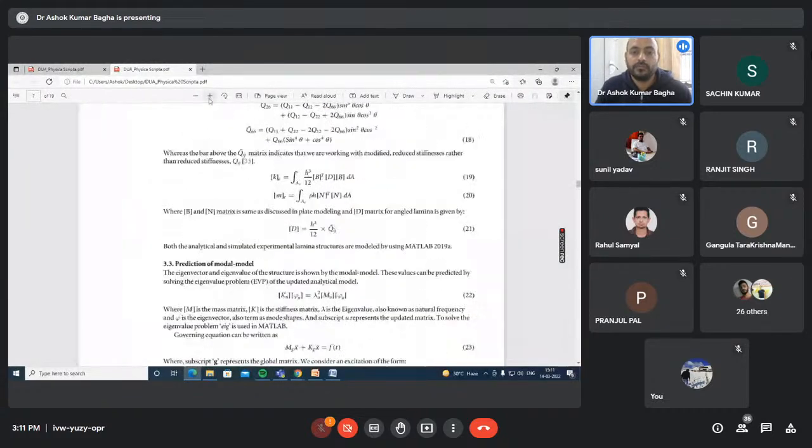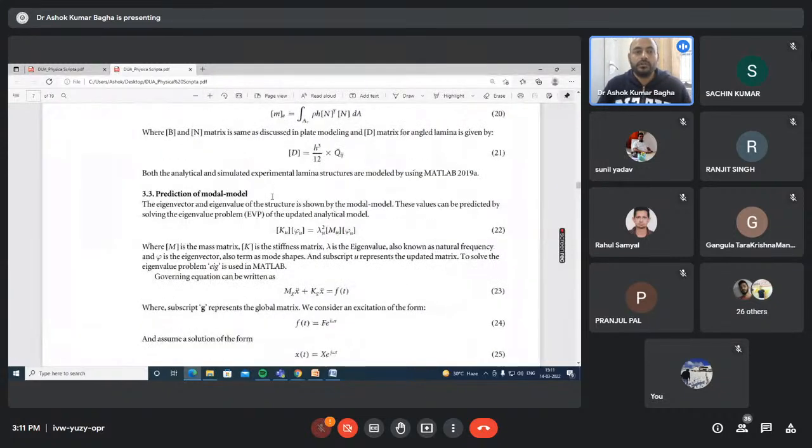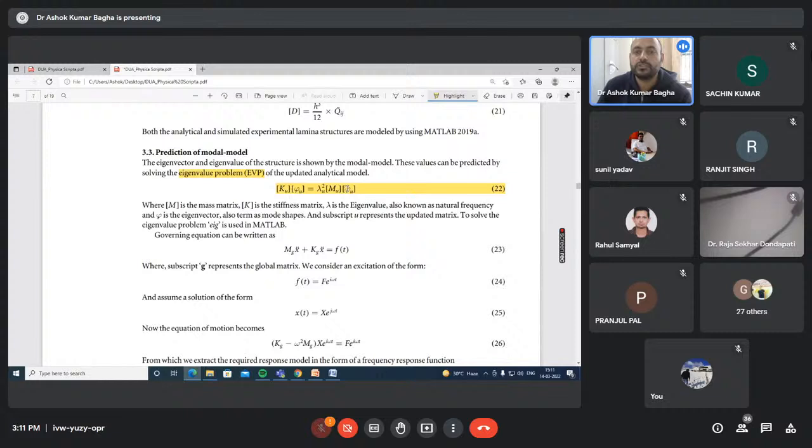In today's lecture, Professor Shraddha Pradhan sir told you about the prediction of a model. So what is a model? You can find out the model by solving the eigenvalue problem. Eigenvalue problem means you can find out the eigenvalues or eigenvectors. So basically this equation, in today's morning session Pradhan sir told about the stiffness matrix, the mass matrix, and the mode shape matrix.